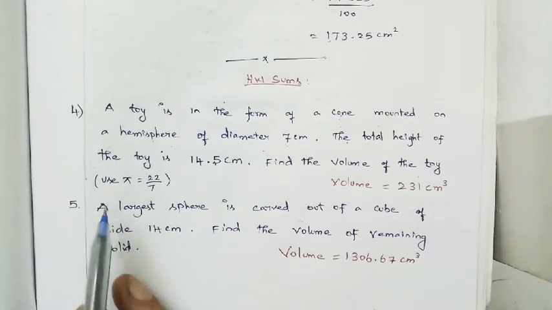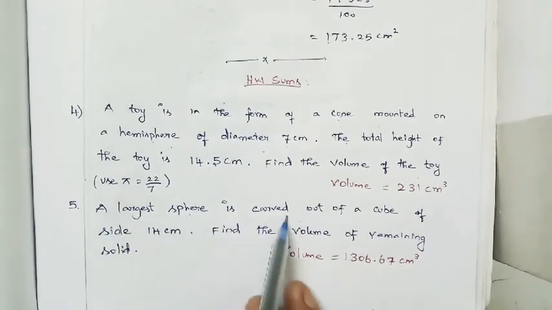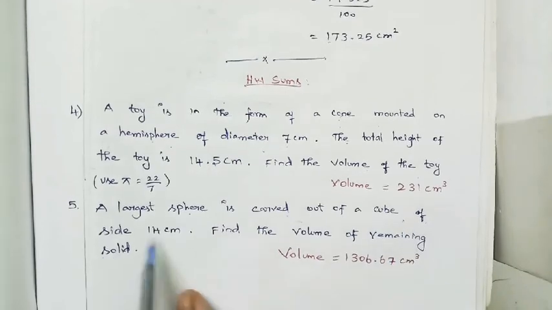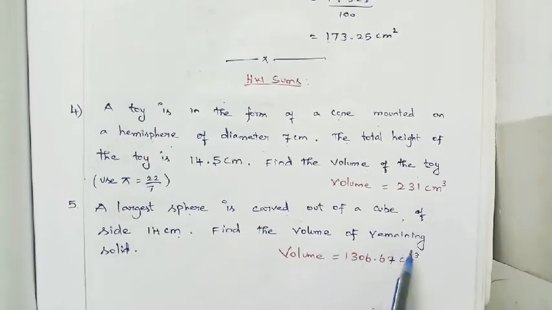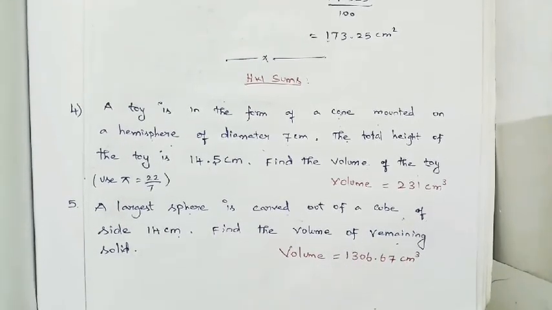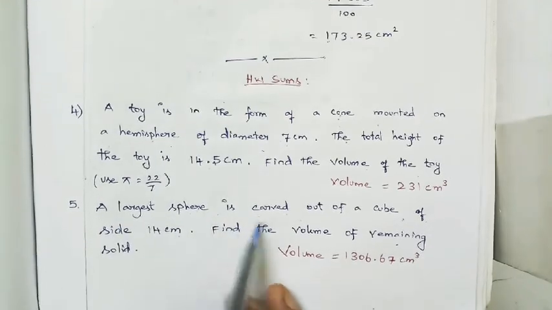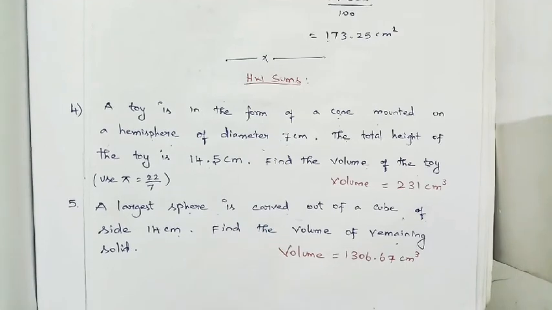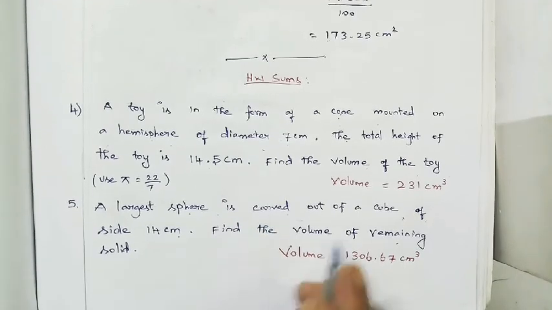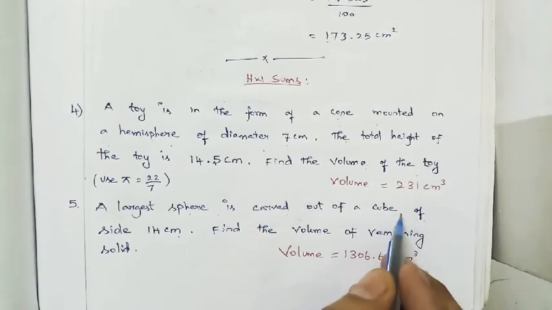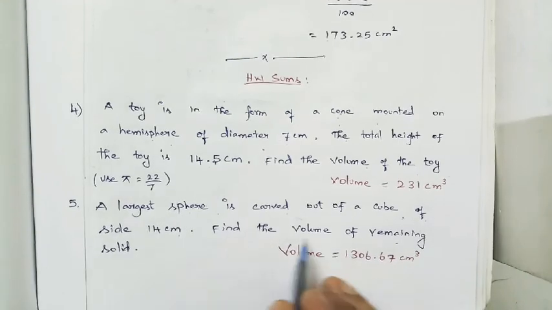Sum number 5: a largest sphere is carved out of a cube of side 14 centimeter. Find the volume of the remaining solid. Same as sum number 3. Carved out is nothing but cutting out of a cube of side 14 centimeter. Find the volume of the remaining solid.